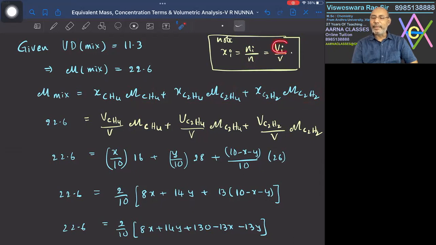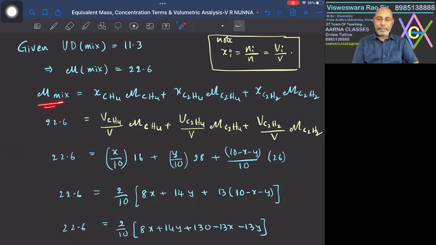So I can calculate mole fraction as the volume of a gas divided by the total volume of the gas mixture. Total volume of gas mixture, I have taken 10 ml of gas mixture, so it is 10. For methane, I have taken x. For ethene, I have taken y. For ethane, it is 10 minus x minus y. That means I have all the information required to solve this one.